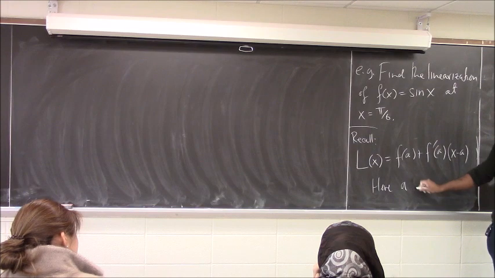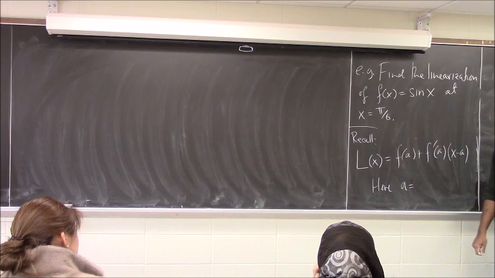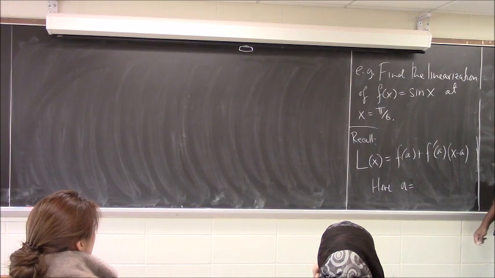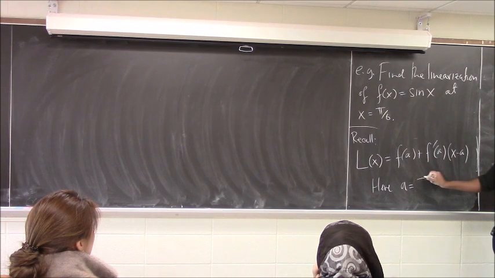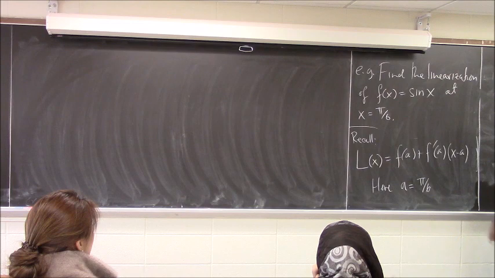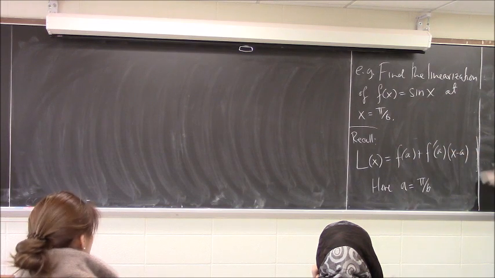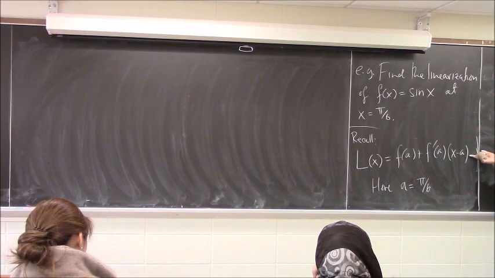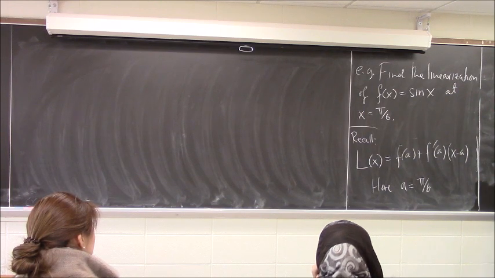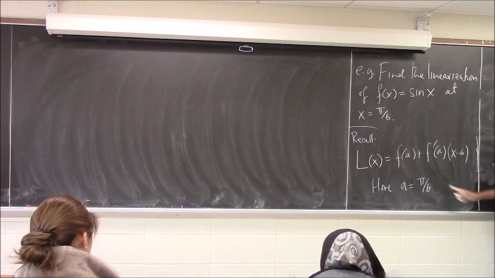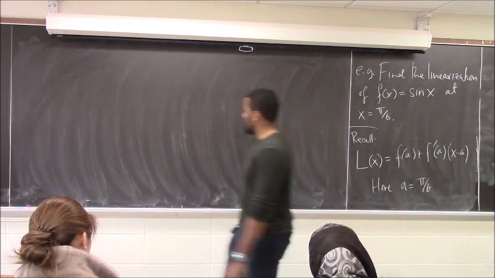What is the a here? Pi over 6. So that's the given value. So this is the linearization at a. If we want the linearization at this point, it means that the x value is the a value, right? We're fixing that value at a. So we're simply going to plug that in.